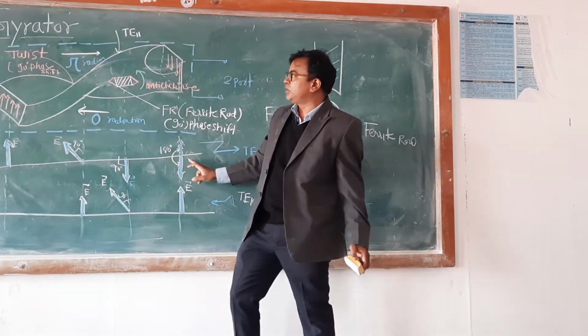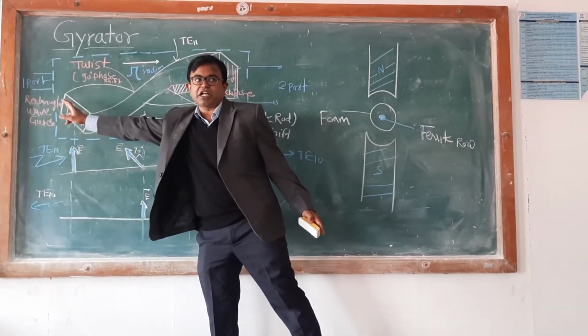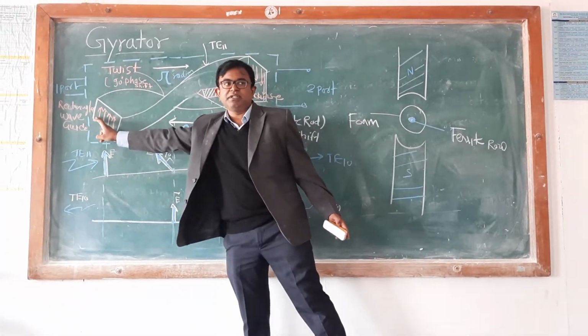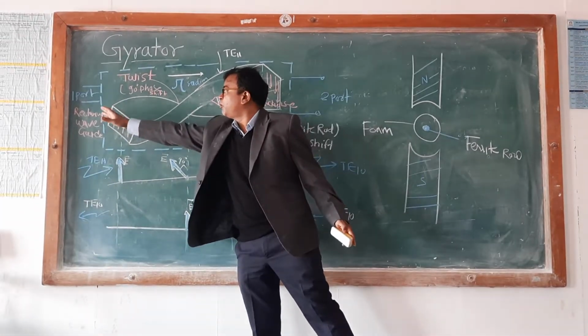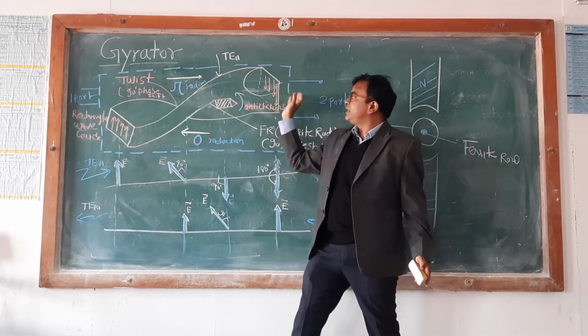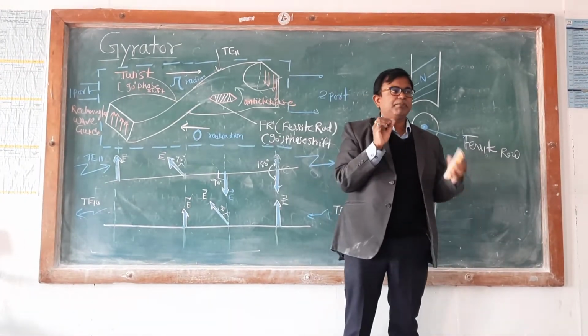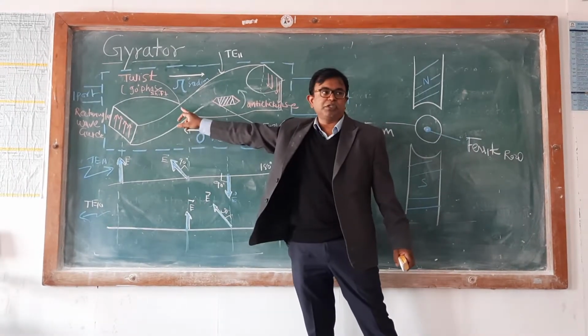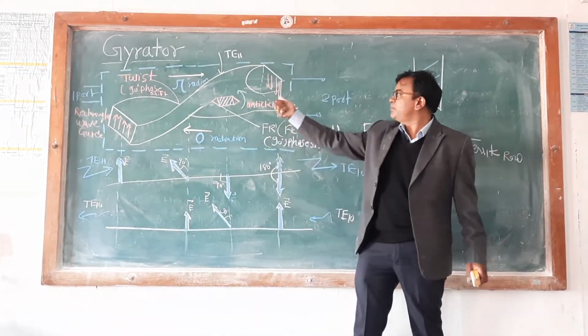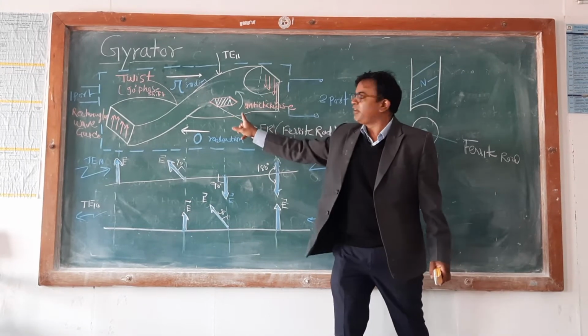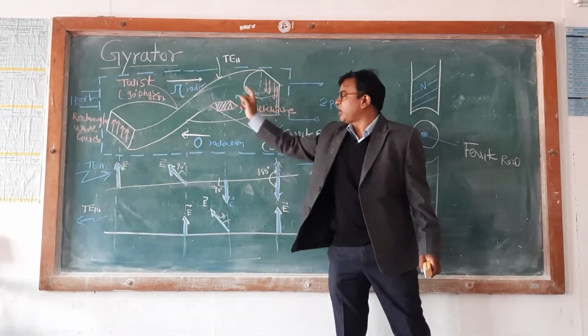So what is the conclusion? Whenever you are transmitting a vertically polarized electric field from port 1 to port 2, there is a 180-degree phase shift because of two simple reasons. First is because of the twisted section, and second is because of the ferrite rod, which rotates in the anti-clockwise direction.